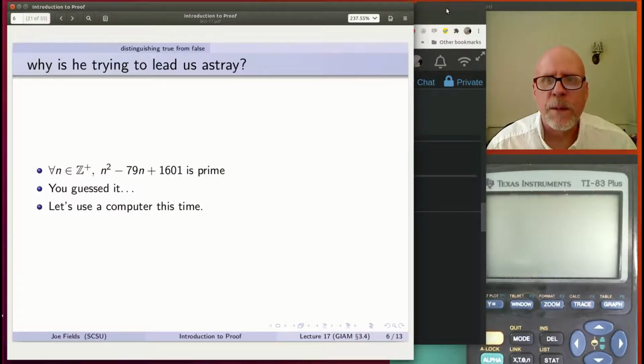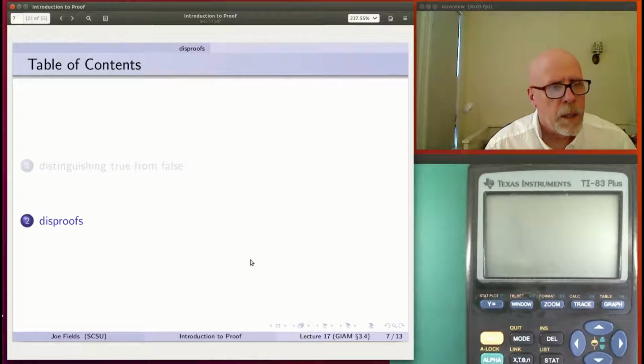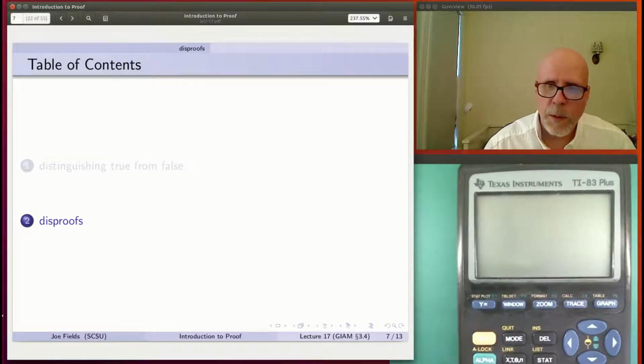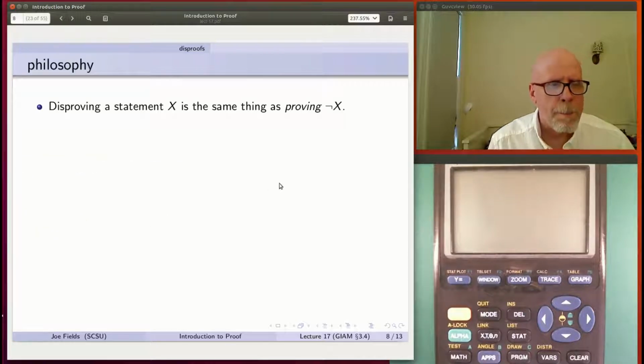Let's actually minimize this Sage worksheet. Okay, so let's actually get into doing some disproofs then. First, I think I want to talk a little about the philosophy involved, and then we'll get into the meat of it.